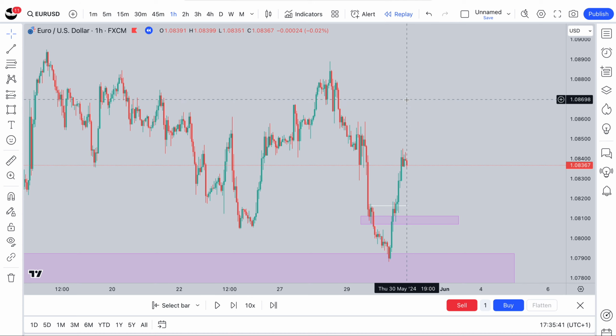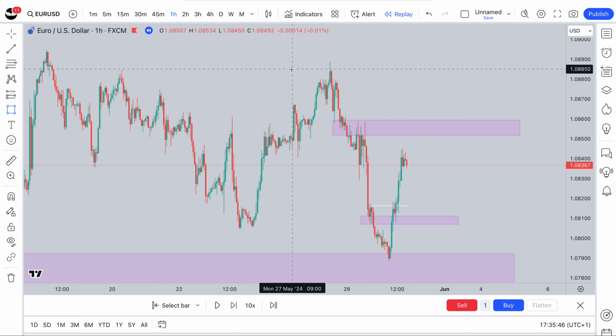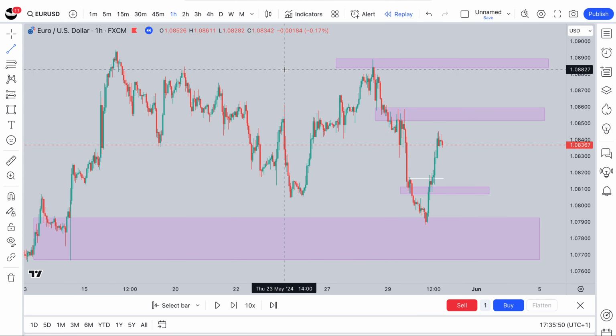Let's keep on going, right? Let's keep on going and just mark out some more key levels, right? There we go. Keeping it simple. Awesome.